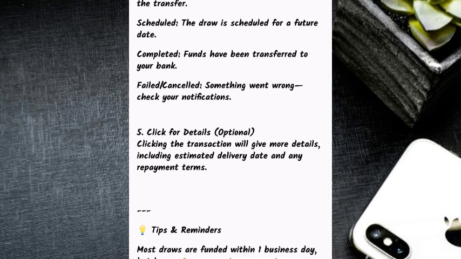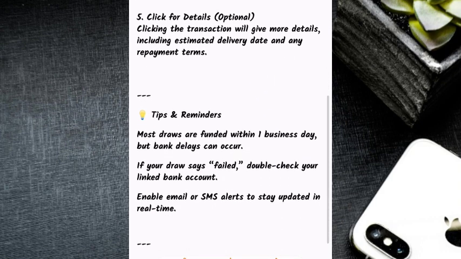Fifth step is to click for details. Now, clicking the transaction is going to give you more details, including estimated delivery dates as well as any repayment terms. A few tips and reminders.